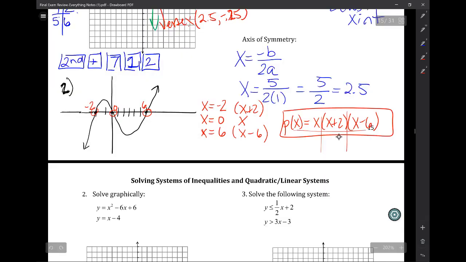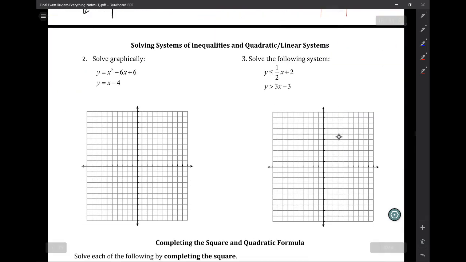All right, on the next page, it has solving systems of inequalities and quadratic linear systems. Since I did one of these the other day, I'm not going to do number 3. But I am going to do number 2. So notice that there are 2 separate equations. It says to solve graphically, but I'm going to use some of the space in the middle to solve it algebraically as well, just so we can prove that our answers are the same. I'm going to graph the quadratic equation in red, and then I'm going to do the line probably in blue or green or something like that.